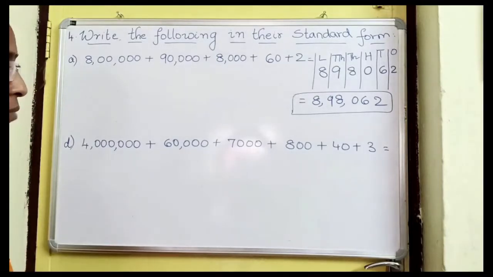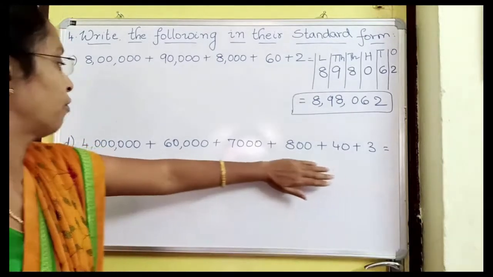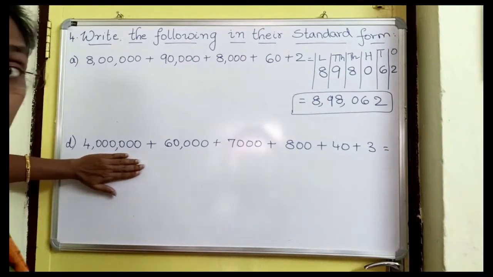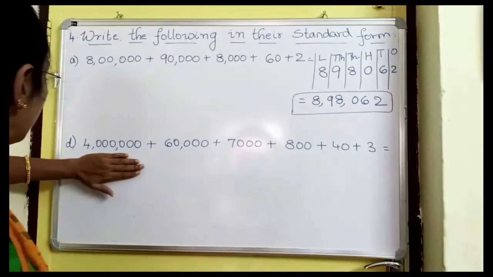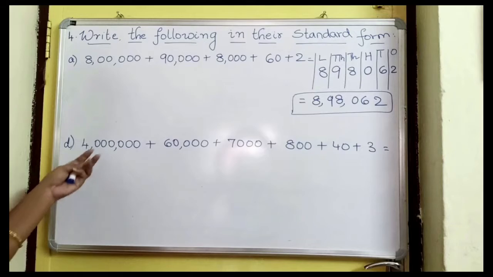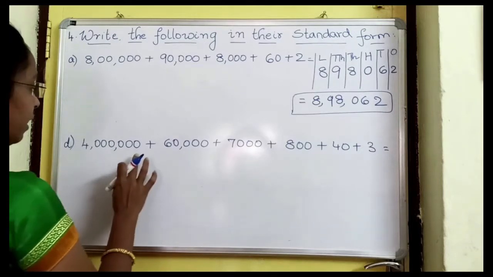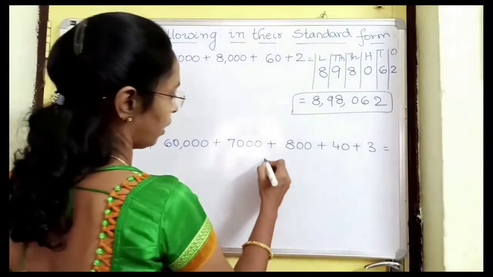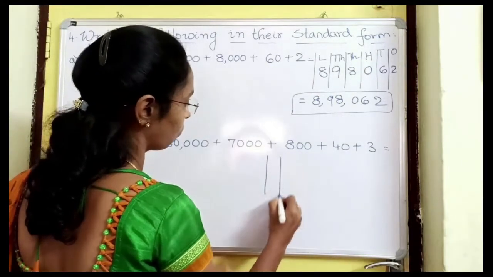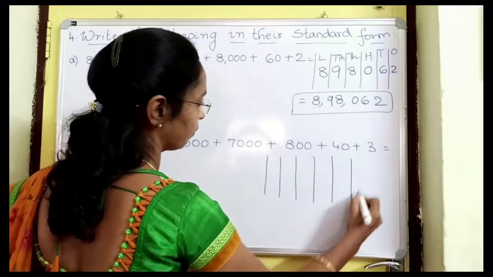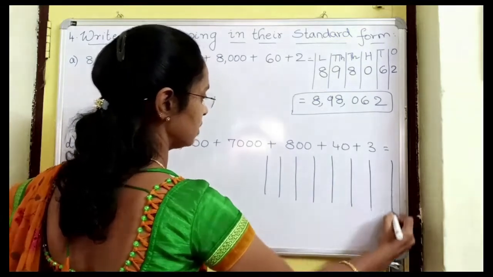Now see this next number, children. Here also you have to identify by seeing the highest place value. By looking at the commas, you will understand that this is in the international system. Now see the highest place value. How many digits are there? 1, 2, 3, 4, 5, 6, 7 digits are there.